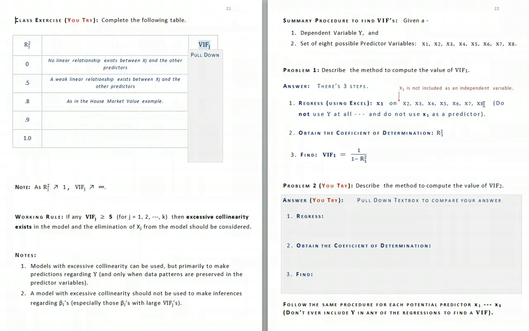When we fit that second model, we obtain a coefficient of determination. That's the r1 squared. We plug that r1 squared in the expression for the variance inflation factor. So the variance inflation factor associated with the x1 independent variable in the original model is simply 1 divided by 1 minus r1 squared.